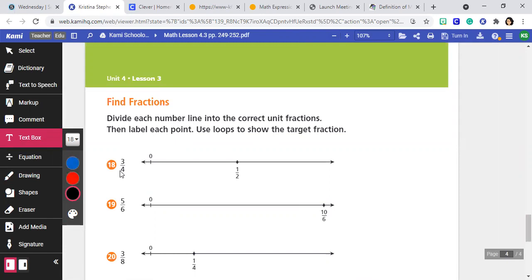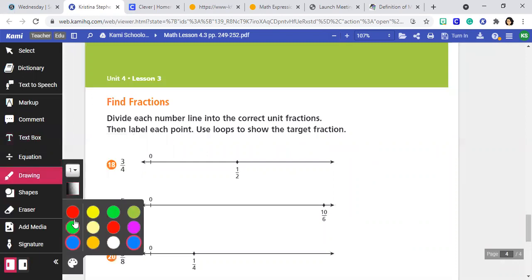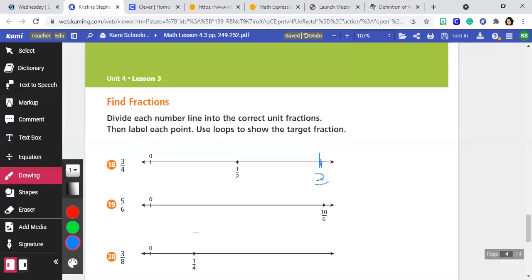Now, wait a minute here. This denominator is a 4, but this denominator is a 2. Oh boy. Well, I remember up above when we had to have 2 different denominators represented. If this is 1/2, I am going to estimate that 1 is about right here. 2/2 or 1 are about right there.